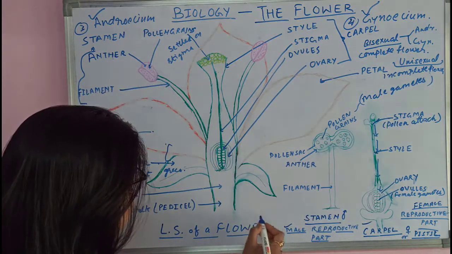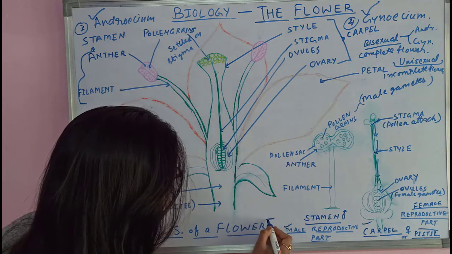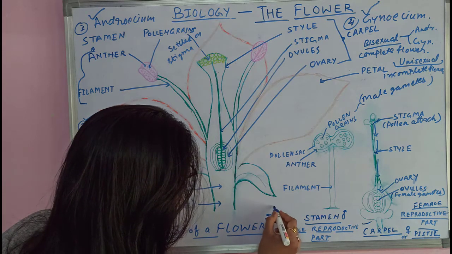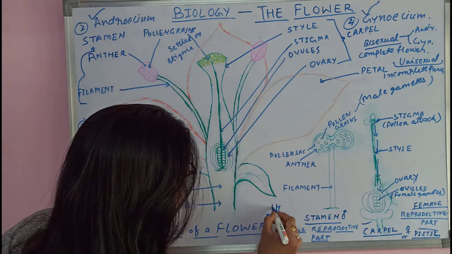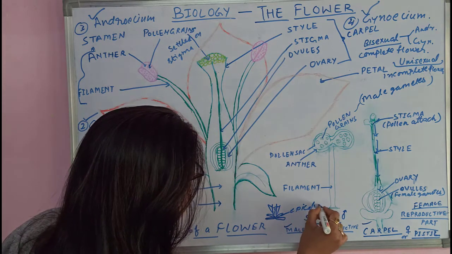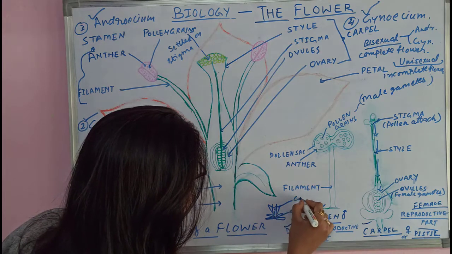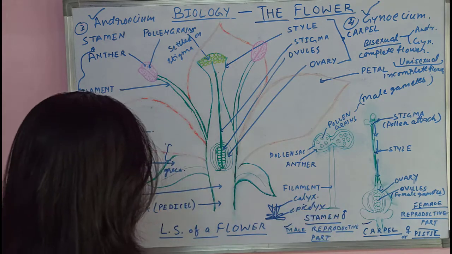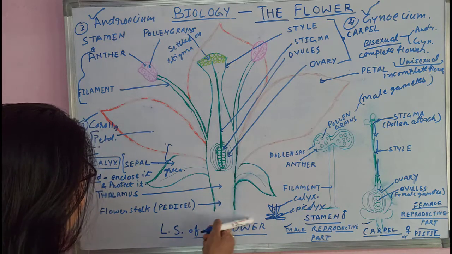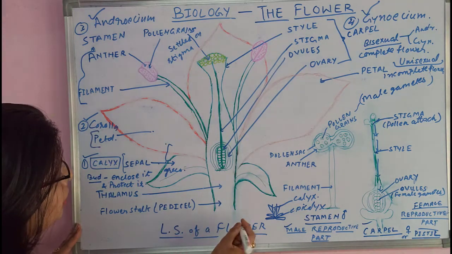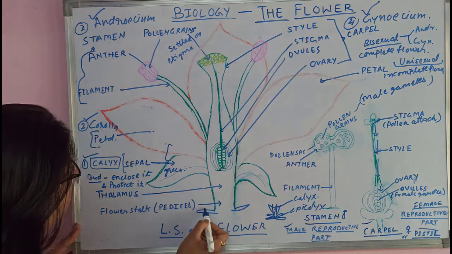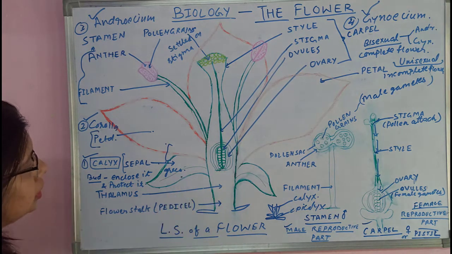In some flowers you will see that at the calyx portion there are two types of structures present. This one is apicalyx, and above this is the calyx. Means when the flower is attached to the stem, here you will find two types of structures. Here it is apicalyx, and above it, this one portion is calyx.